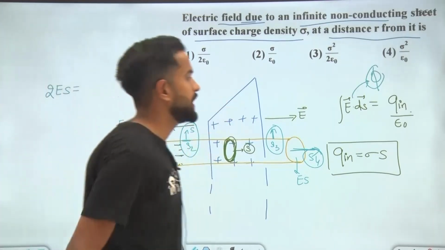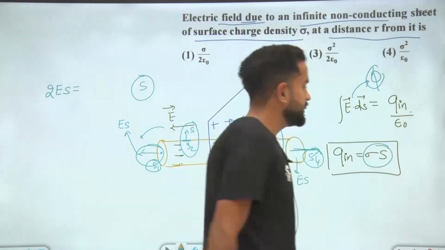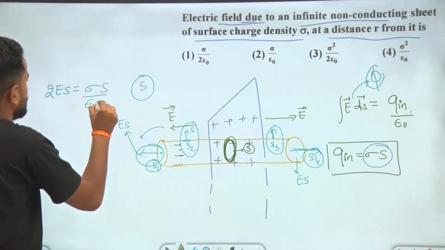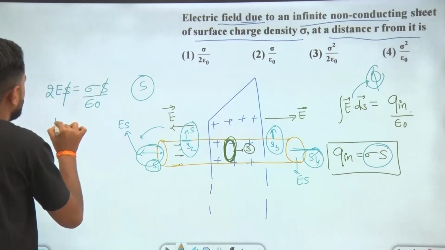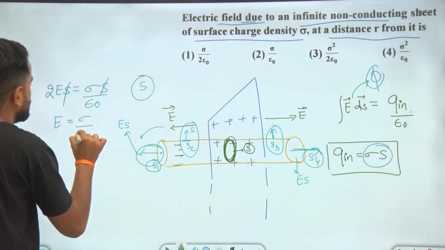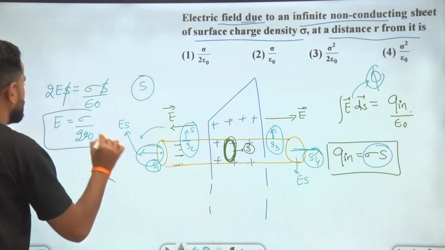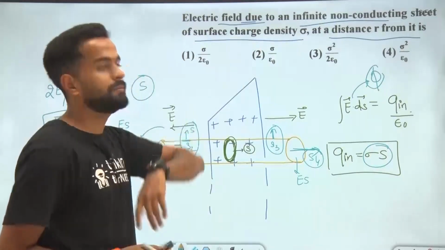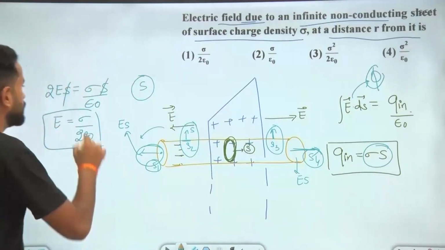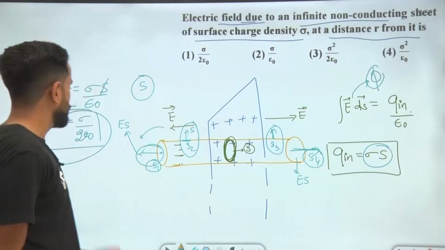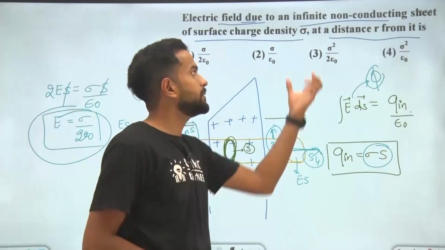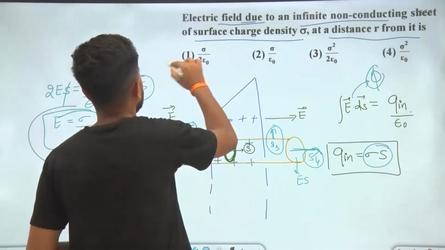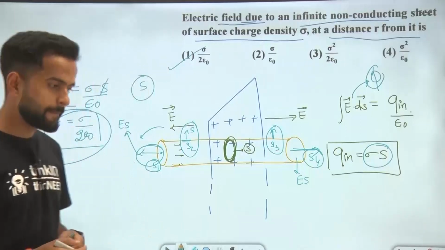which is equal to Q in upon epsilon naught, and the value of Q in is sigma S. Then it will be sigma S upon epsilon naught. S and S cancel, so E will be equal to sigma upon 2 epsilon naught. It means it is independent of the distance of the point, so it remains constant. So we can say the electric field at a distance r from the sheet will be sigma upon 2 epsilon naught. Then option 1 is correct.